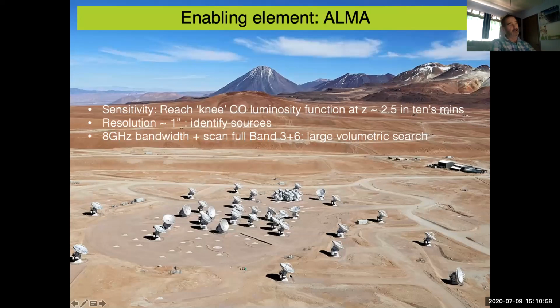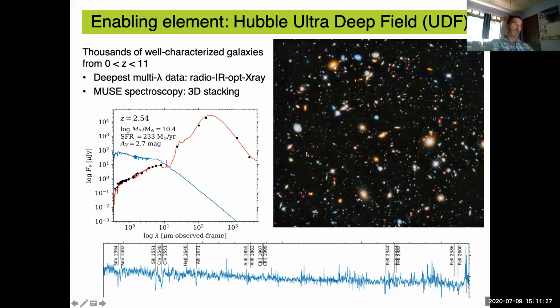So why do we do it now? Like, why didn't we do it 20 years ago? And the answer is twofold. One is ALMA. Again, sensitivity: literally in tens of minutes, half an hour, we're reaching down to the dominant galaxies out at high redshift in terms of their CO luminosity and the populations. High resolution, which allows us to identify sources, and wide bandwidth, which allows us to scan in frequency and get a large volumetric search. And really no less important is the UDF itself.